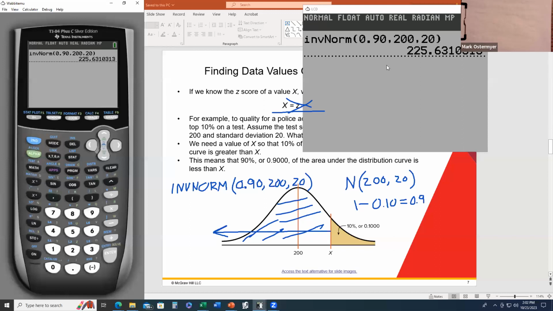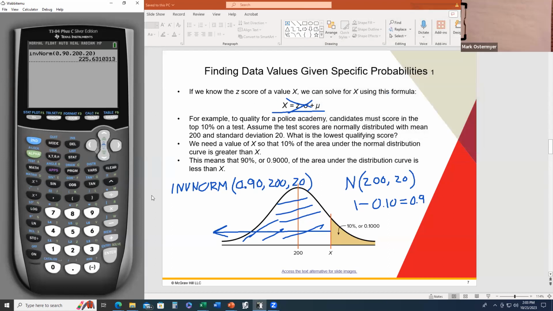For qualification purposes, yeah, they're probably going to round it up to 226 because they want to make sure that you surely qualify for this academy. They're not going to round it down. They're probably going to round it up to 226. So you would probably have to score at least a 226 on this exam to even qualify. Anything less, you're out. Okay, make sense? All right.